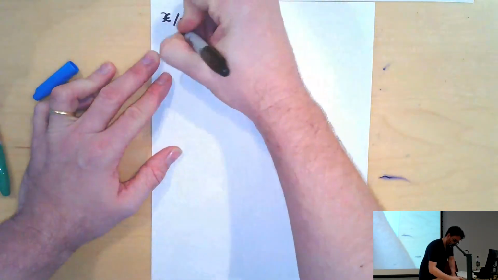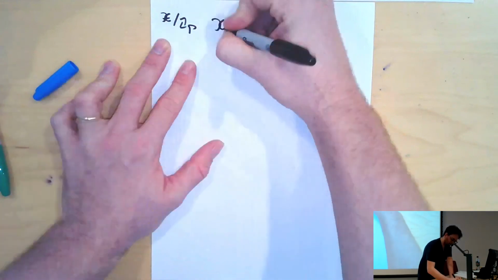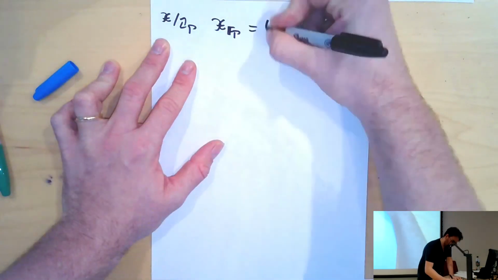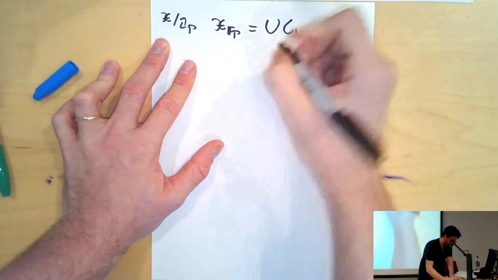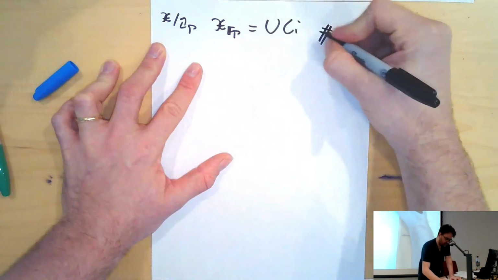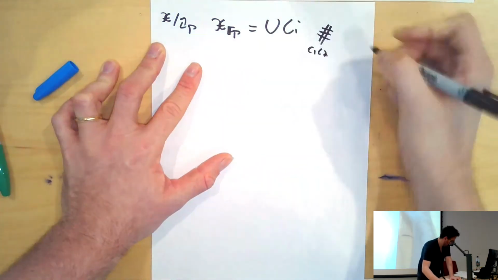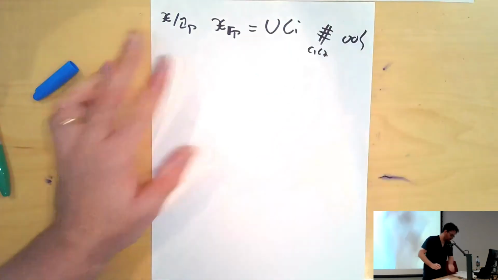So if I have a model of a curve with special fiber, the union, so I'm just going to label them C_i. So if the special fiber looks like this, C1, C2, etc., genus 2.